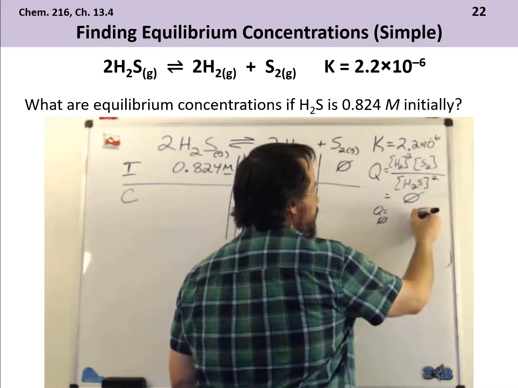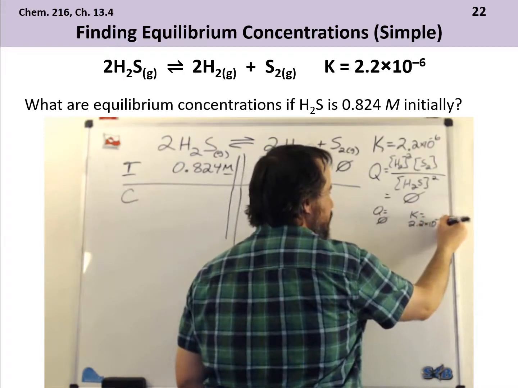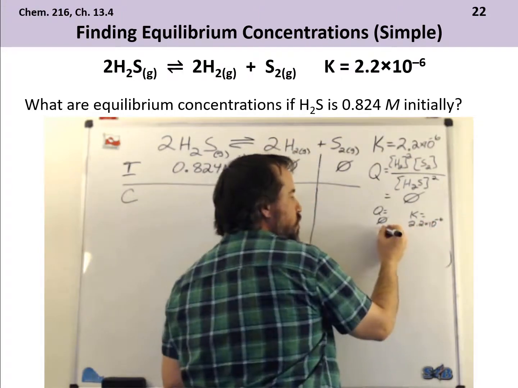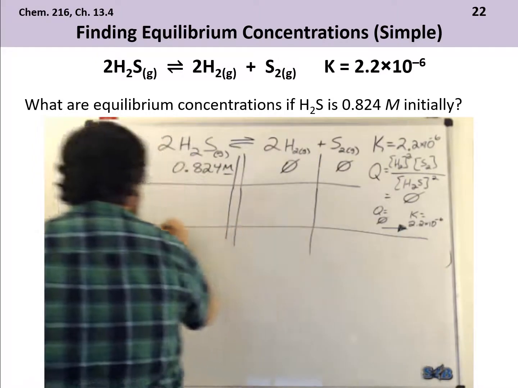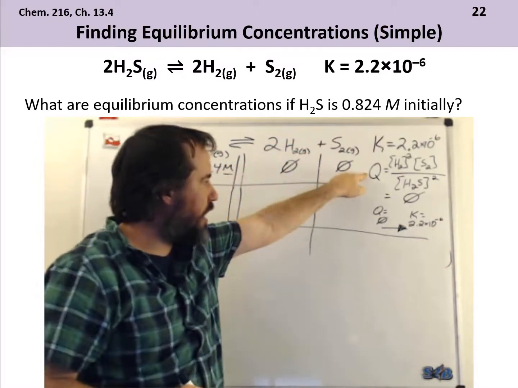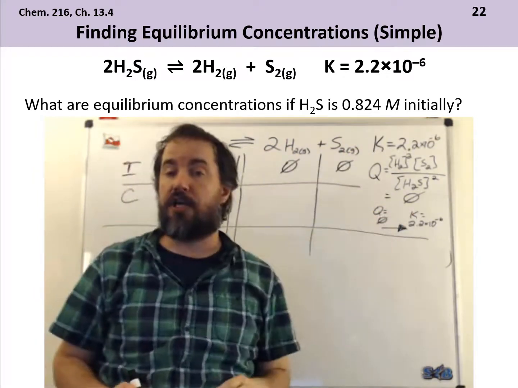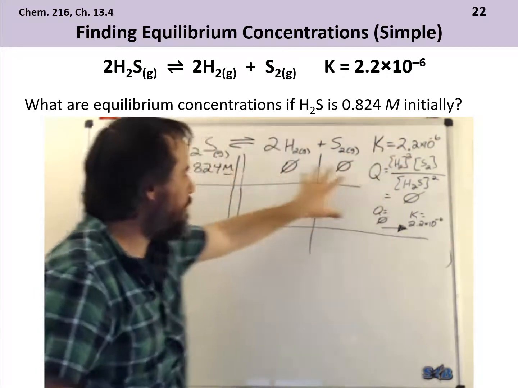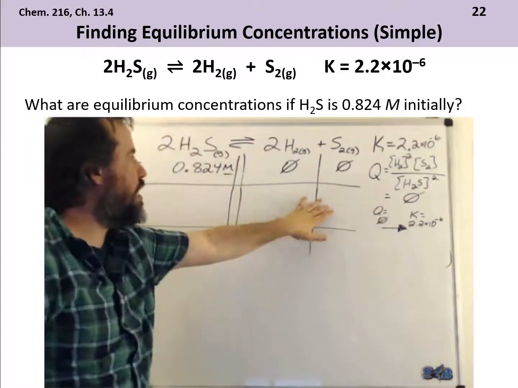My K is 2.2 times 10 to the minus 6. This is bigger, so it's going to shift towards the right. Okay? All right, so I start off with initial, then I calculated Q, then I use Q in comparison to K to figure out the shift, right? I'm kind of doing a snake pattern. Now I'm going to use that shift to answer these, okay?